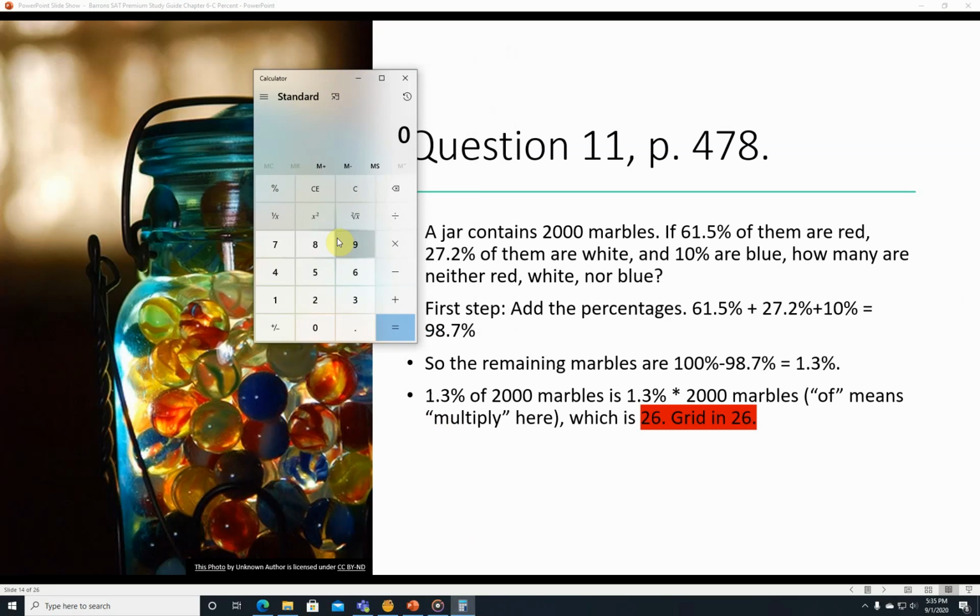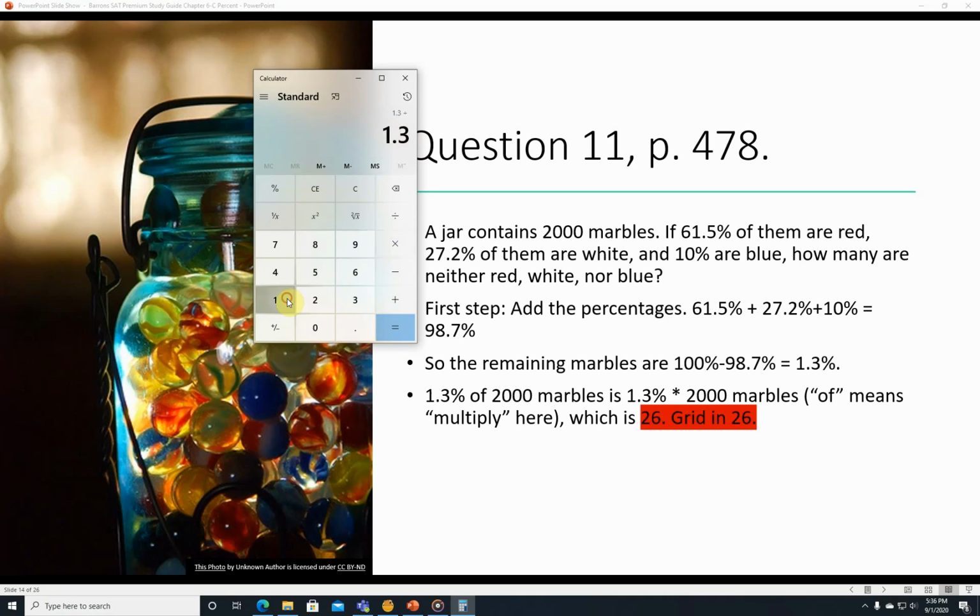It doesn't have to be. It's easy enough math to do, but if it is on the calculator section, you can go 61.5 plus 27.2, plus 10. All right, so that's 98.7%. Then all we can do is just make that negative and add it to 100%. And then we get 1.3% of the 2,000 marbles are something other than red, white, or blue.